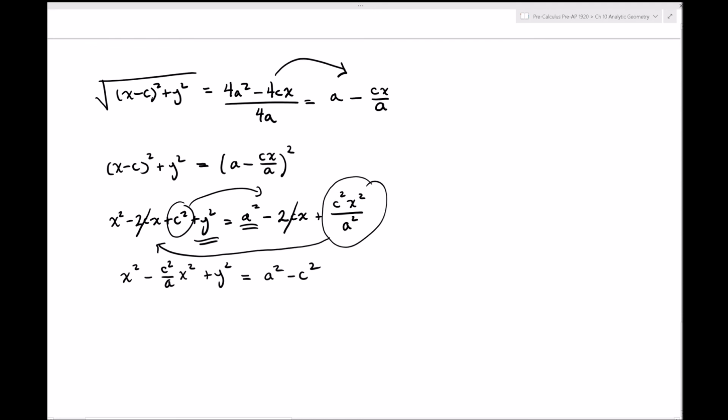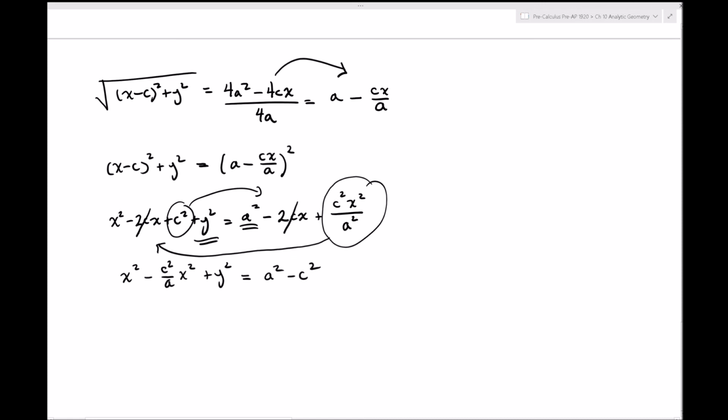Yeah, so that's what was done. So far, we're almost there. (x squared minus c squared over a) x squared plus y squared is equal to a squared minus c squared. So let's see here. I'm going to go ahead and combine these two x squared terms, and you're going to end up getting, if you do this right, oh, let's see here.